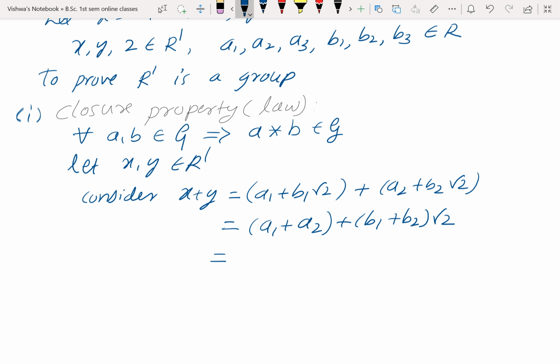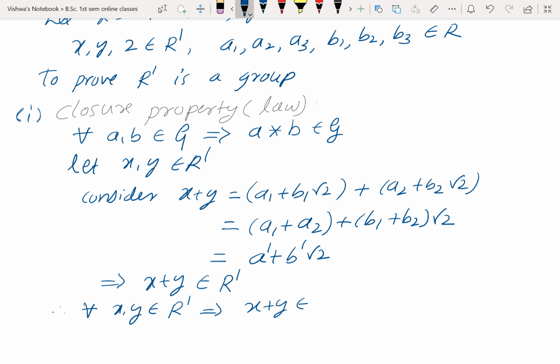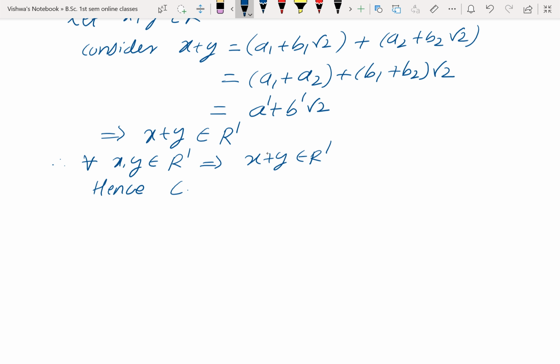Now here we can consider these numbers as a dash plus b dash root 2, right? Where a dash equal to a1 plus a2 and b dash equal to b1 plus b2. So therefore here a dash plus b dash root 2 is of the form a plus b root 2, right? So therefore it implies that x plus y is also the element of r dash. Hence we can write for all x, y belongs to r dash, it implies that x plus y belongs to r dash. Hence closure law satisfied. Closure law satisfied for r dash.